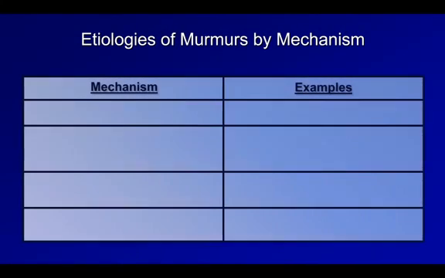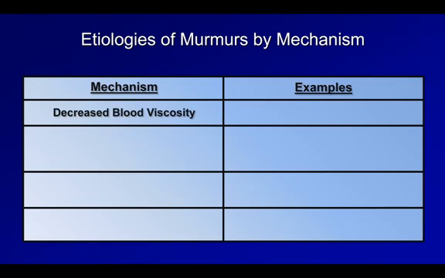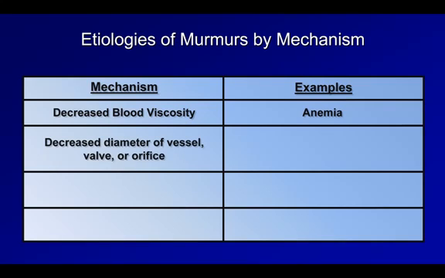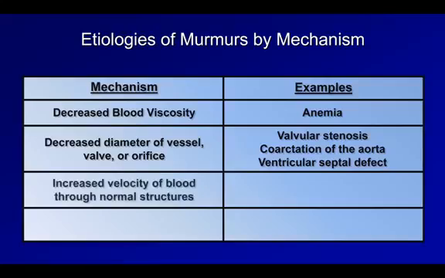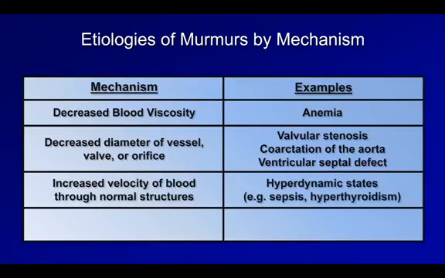Let's take a quick look at the etiologies of murmurs by physiologic mechanism. First, decreased blood viscosity. The only example of this is anemia. Next, decreased diameter of a vessel, valve, or other orifice. Here we have valvular stenosis, coarctation of the aorta, and a ventricular septal defect. Then there is increased velocity of blood through normal structures, as seen in hyperdynamic states such as sepsis and hyperthyroidism.